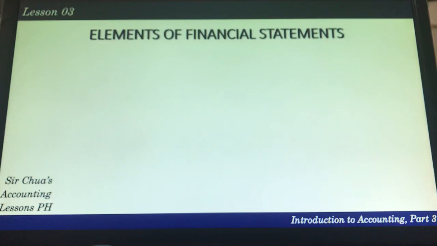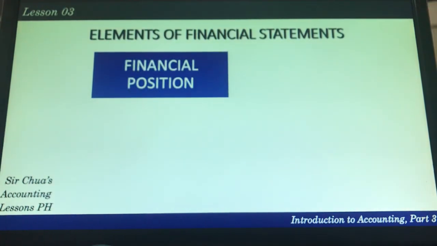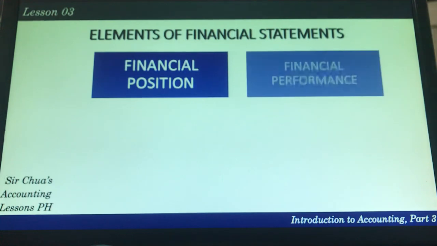Okay, let's talk about the elements of financial statements. The elements of financial statements has financial position elements and financial performance elements. We will not define them with technical definitions. Baka hindi nyo pa ganong mag-gets kapag technical definitions yung gagamitin natin. So, let's put it on very, very light descriptions muna. When you are already in college and taking up basic accounting courses for BS in accountancy, then that's the time we will introduce you to much deeper and technical definitions.